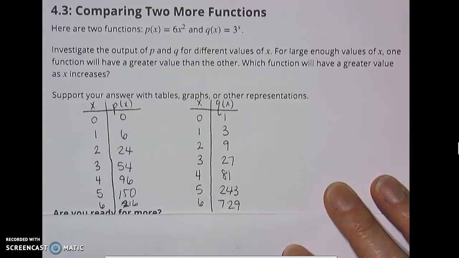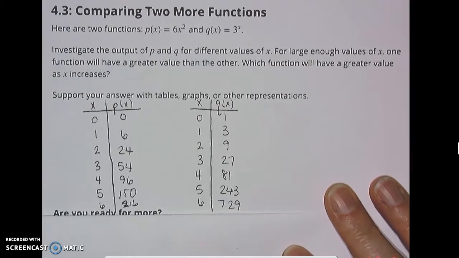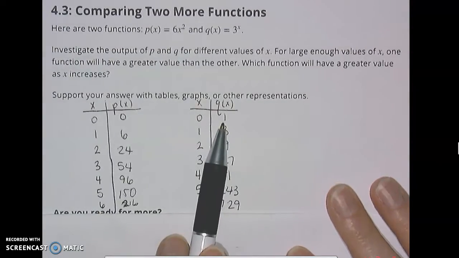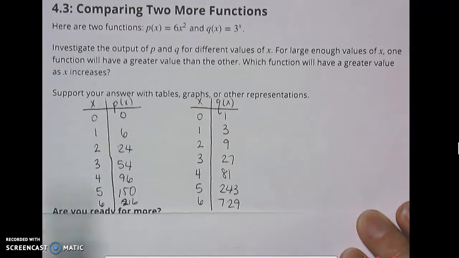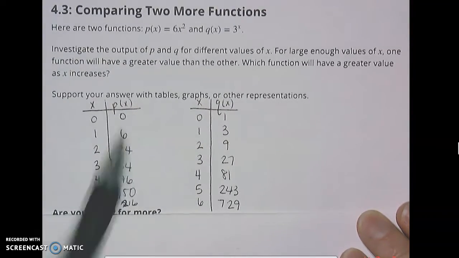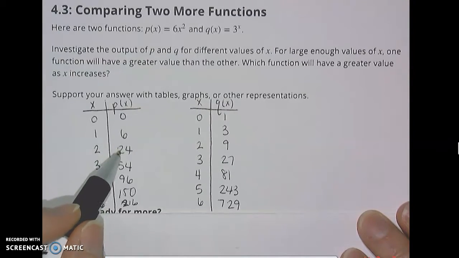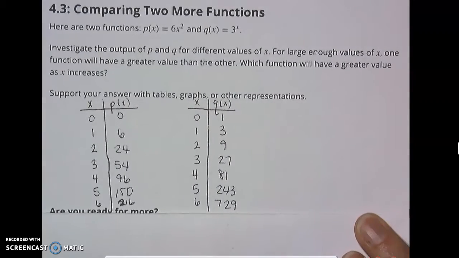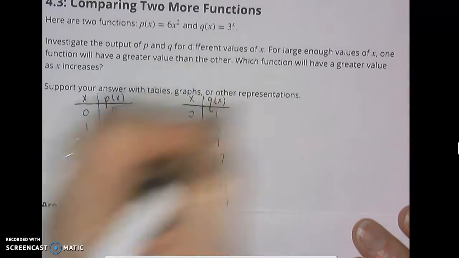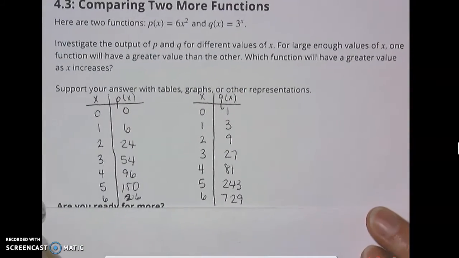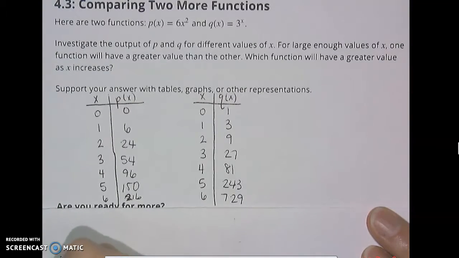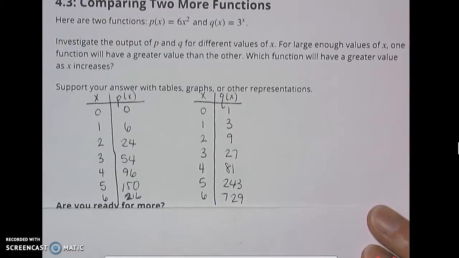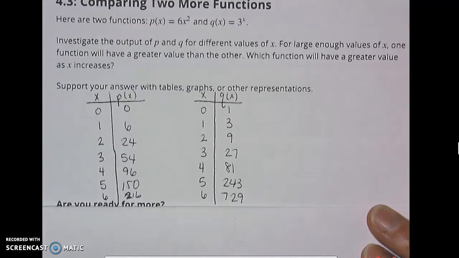So what do you notice here? Which ones are bigger? Here, q is bigger at 0. P is bigger in this space, all the way to here. At 5, q starts being bigger. And after that, q is going to continue to be bigger as well. So, which function will have a greater value as x increases? That q of x, that exponential, is going to keep getting bigger and bigger as you go. So that is the one that is going to be bigger.